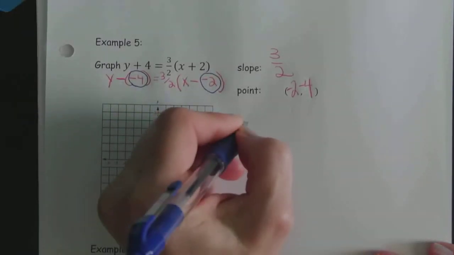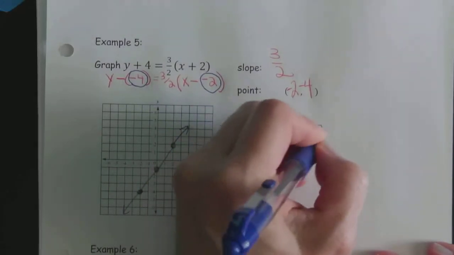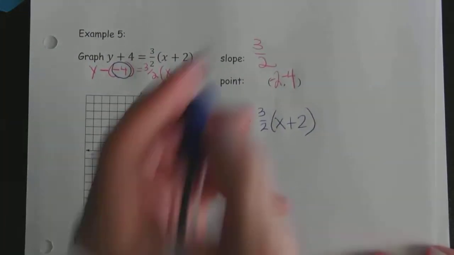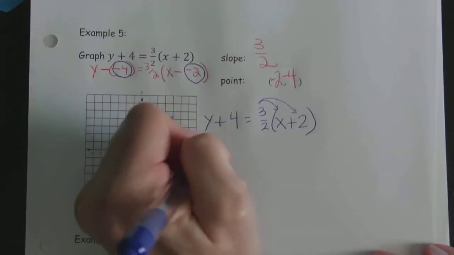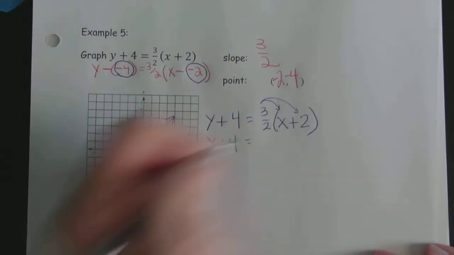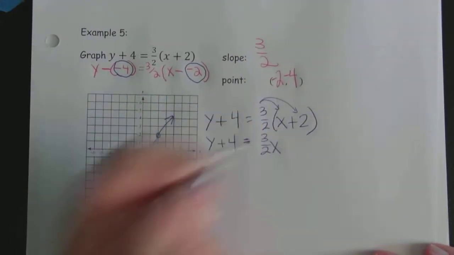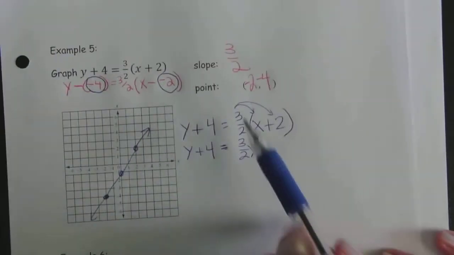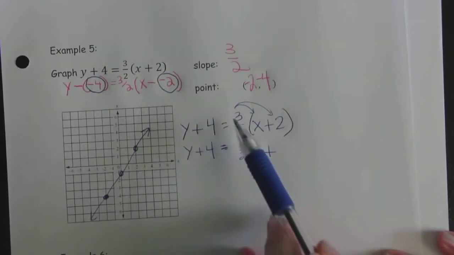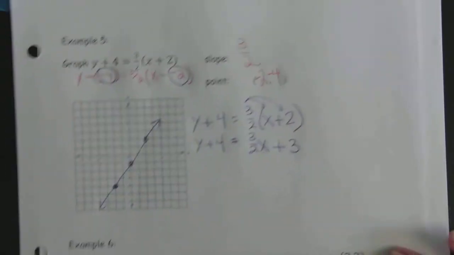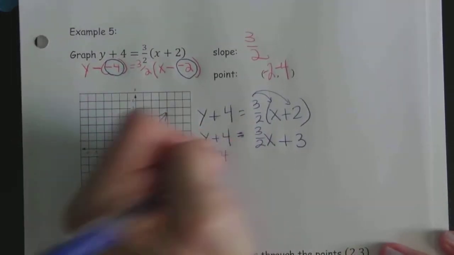And I could check it. I could turn it into different outfits if I want to. For example, let me bring down the point slope. y plus 4 equals 3 over 2, parentheses, x plus 2. Let me go ahead and distribute. That would give me y plus 4 equals 3 over 2x plus 3 over 2 times 2. Well, the 2's knock out. So it would just be 3.